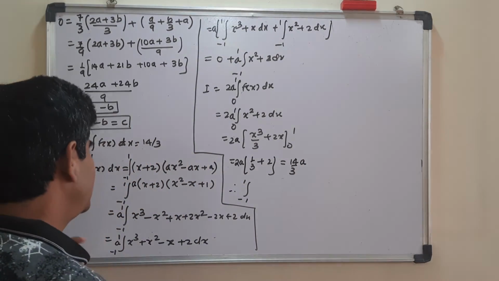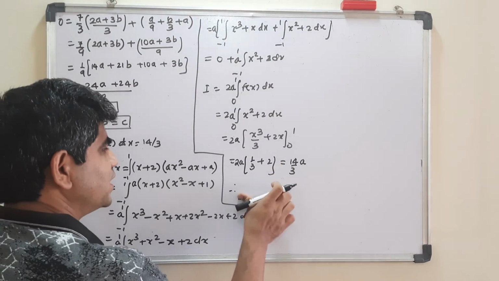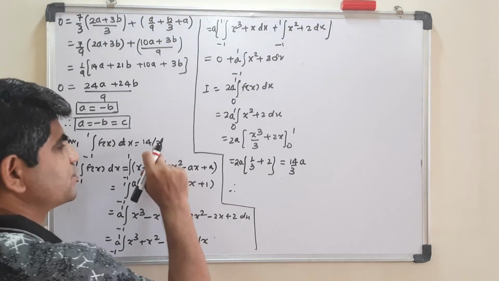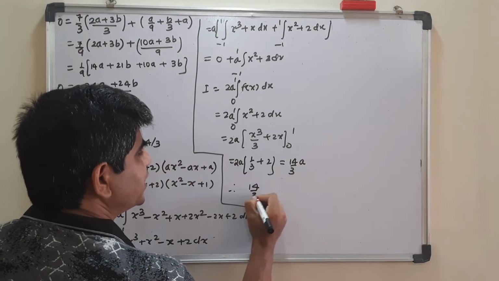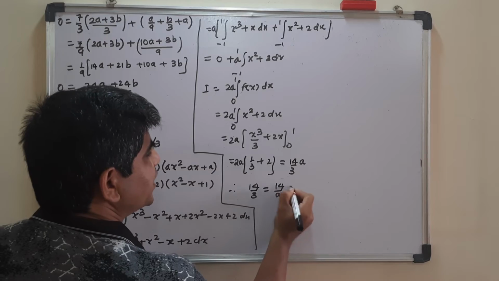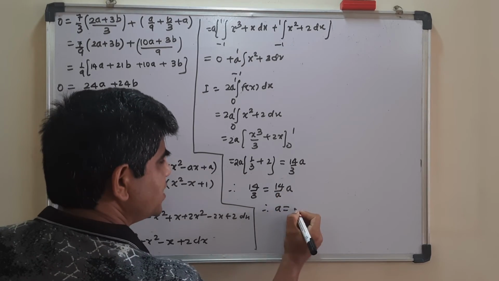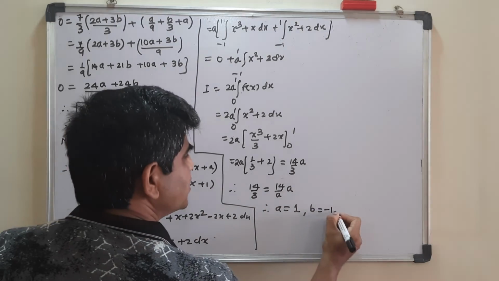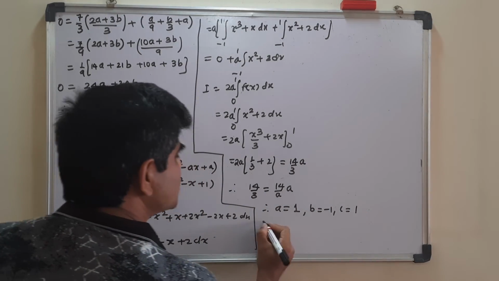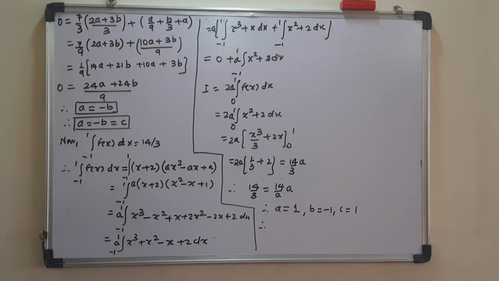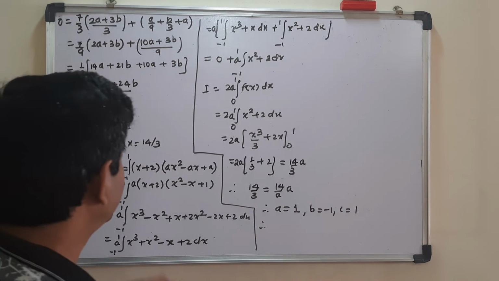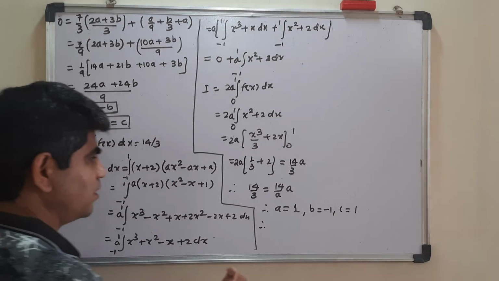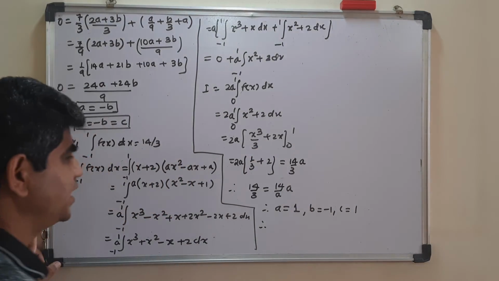Okay, and already this value is given to you. That is minus 1 to 1 function of x dx is already given to you as 14 by 3. So therefore 14 by 3 is your 14 by 3a, indicating your a is equal to 1, b is your minus 1, and c is your 1. So therefore your cubic equation will become, I think so, cubic equation, yeah, okay, this is your cubic equation, na? So your cubic equation will become, I have already erased it.